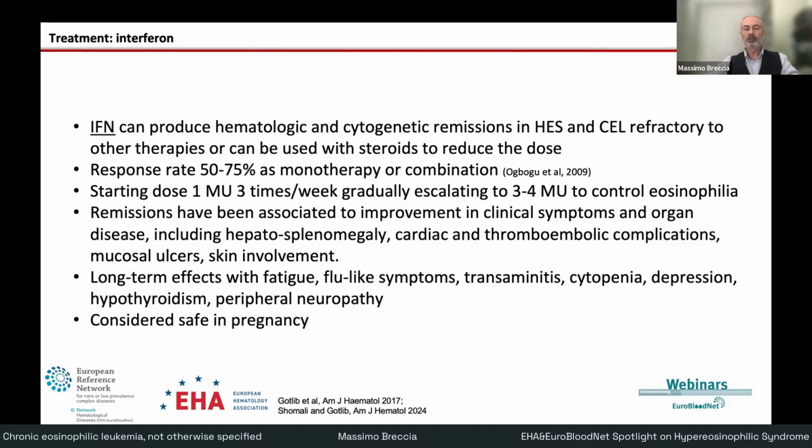The interferon response rate is between 50 and 75%, reported as monotherapy or in combination, usually with a suggested starting dose of 1 million units 3 times a week, gradually escalating to 3 to 4 million units to control eosinophilia. In some patients, interferon also allowed remission of organ involvement, in particular cardiac failure and thromboembolic complications. But as you know, as with other myeloid neoplasms, it could be associated with long-term effects such as fatigue, flu-like symptoms, but also transaminitis, depression, hypothyroidism, and peripheral neuropathy, and it was considered safe in pregnancy.